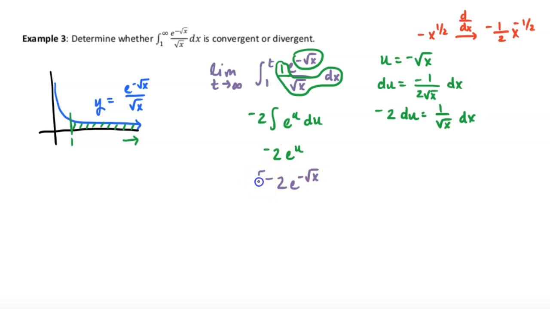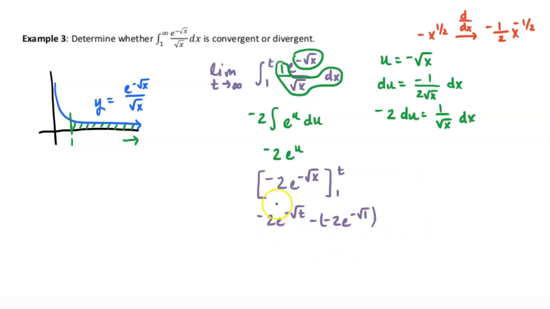Now that I've got everything back into terms of x, I can add my bounds again, because these bounds, remember, are in terms of x. So I've got my bounds from 1 to t. I am taking the limit as t approaches infinity, but let's simplify this first. What that means is wherever I see x, I'm plugging in a t, and so I've got negative 2e to the power of negative root t. I'm subtracting a negative 2e to the power of negative square root of 1.